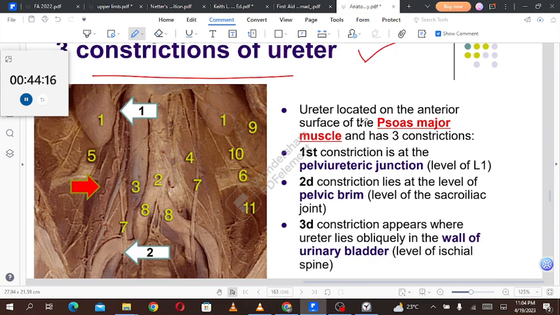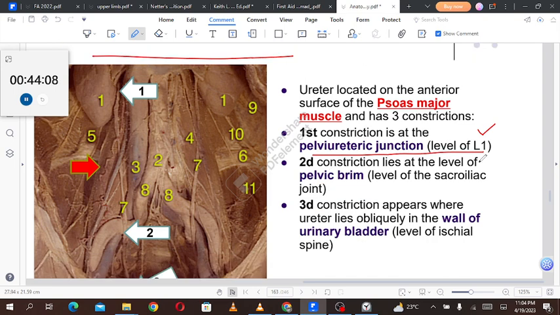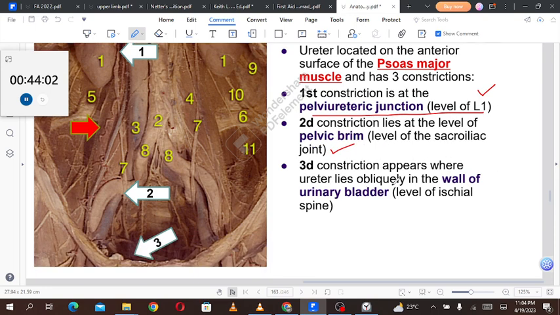The ureter, located on the anterior surface of the psoas major muscle, has three constrictions. The first constriction is at the pelvic-ureteric junction, at the level of L1. The second constriction lies at the pelvic brim, at the level of the sacroiliac joint, and the third constriction appears where the ureter lies obliquely in the wall of the urinary bladder, at the level of the ischial spine.